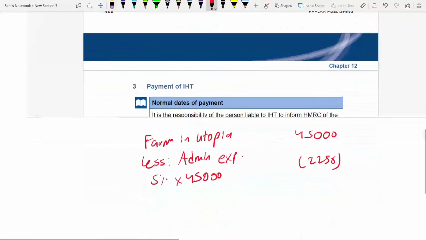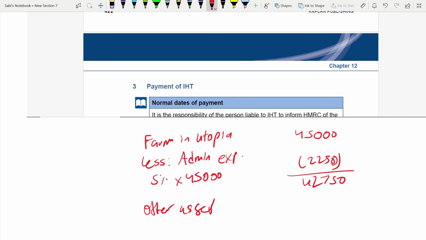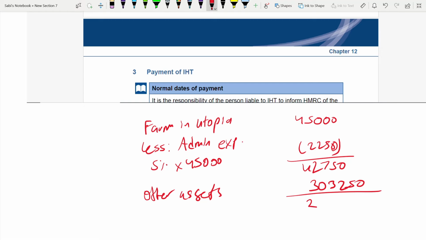Now 42,750. What's next? Other assets. Already the liability was deducted and given the value, so you can take 303,250. Add. You will get your gross chargeable estate, 346,000. Sometimes they give you the gross chargeable estate. Sometimes you have to find the gross chargeable estate.